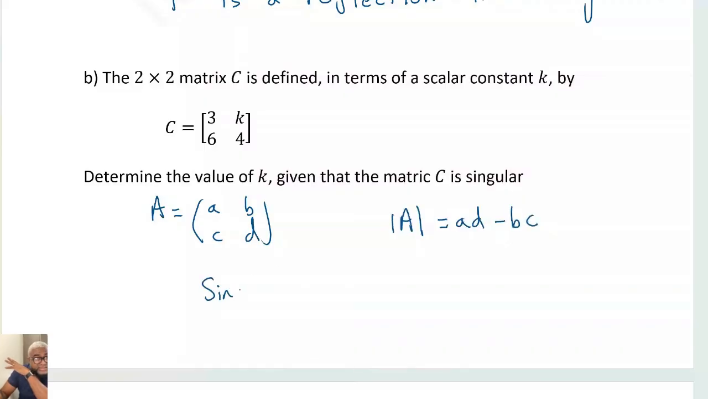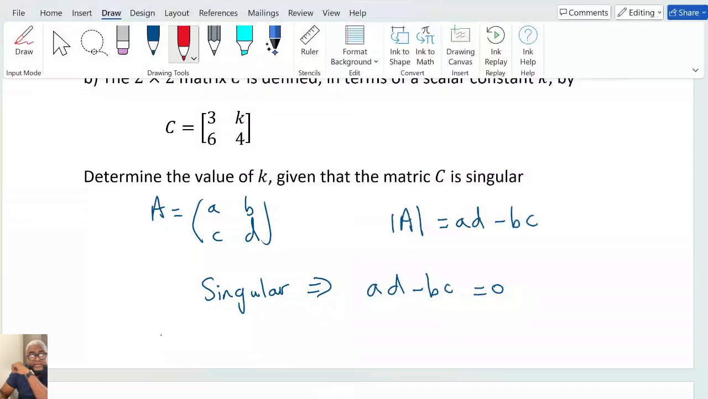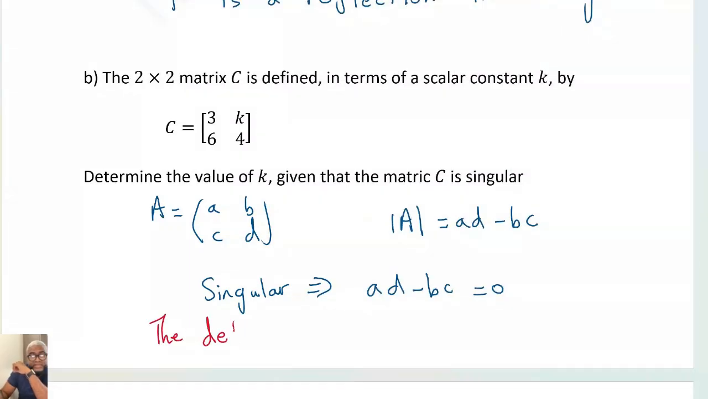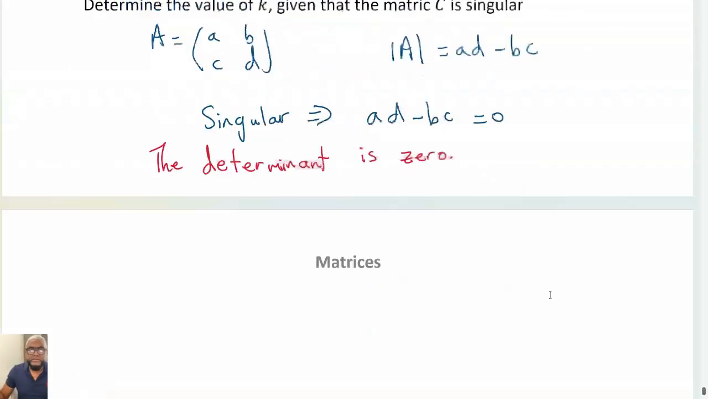So singular implies that AD minus BC is equal to 0. The determinant is 0. Okay? Yeah. I'm going to put in red underneath here. The determinant is 0. Right? The determinant is 0. Write this down, please. Right.